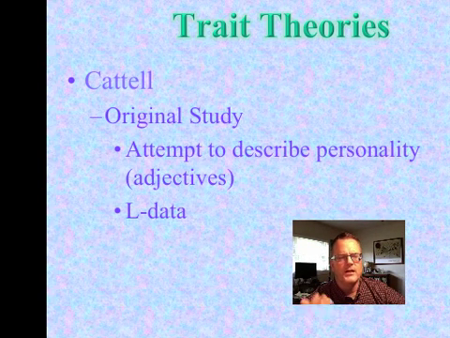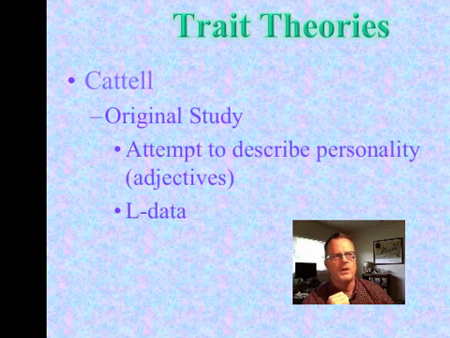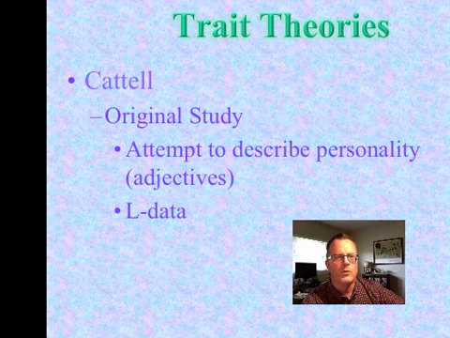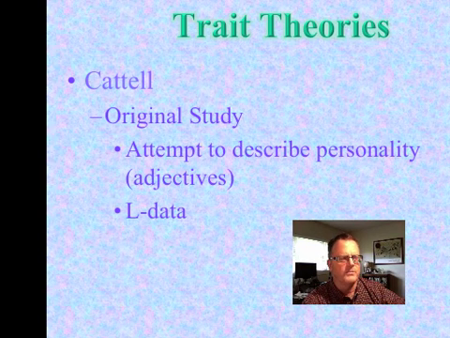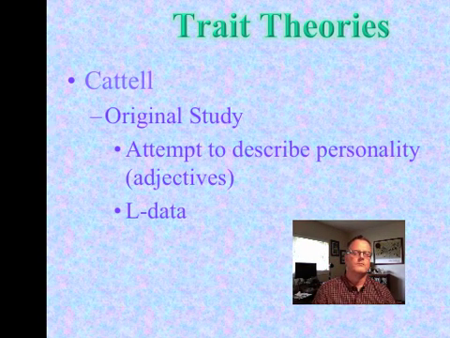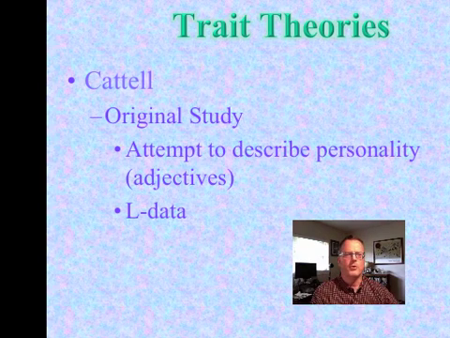L data refers to, I want to get data on John Smith. So I'm going to ask people who know John Smith to fill out a questionnaire, meaning these 170 adjectives, and rate on what we call the Likert scale, 1 to 7, how much of this trait John Smith has. Okay, so L data was ratings of a person by other people.